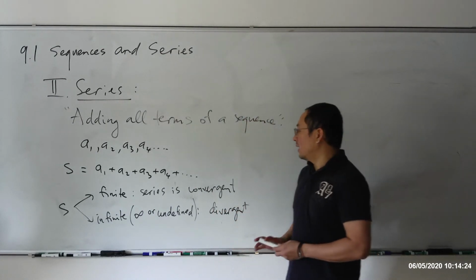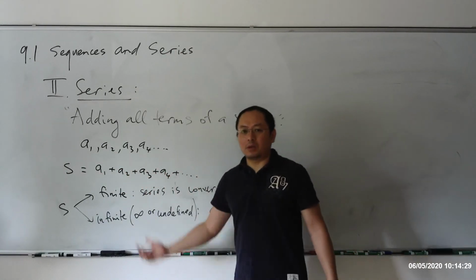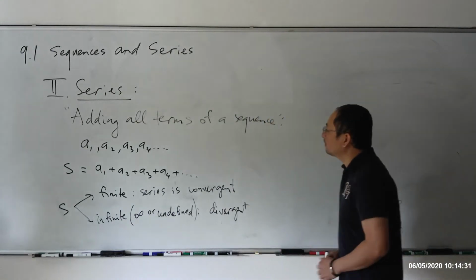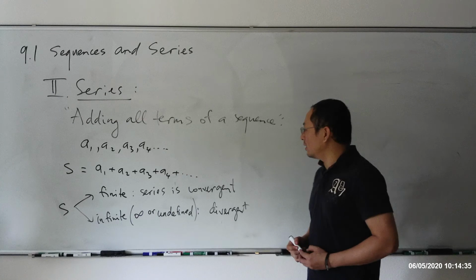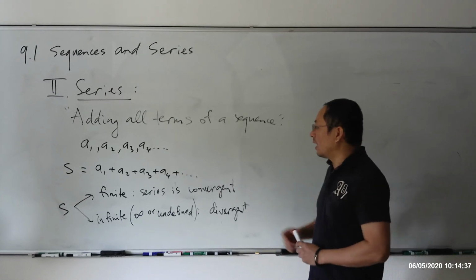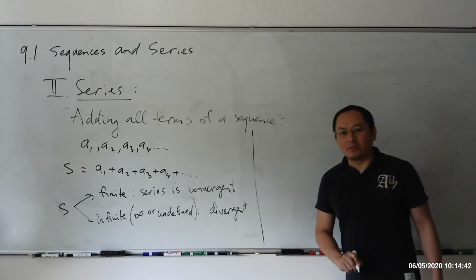Now you may ask, how in the world are we going to add infinite terms to come up with a finite number? The idea is going to be clearer when you take limits. I think that'll be easier, but at least for now I can give you an example to show you that if you add something forever, it could be a finite number.